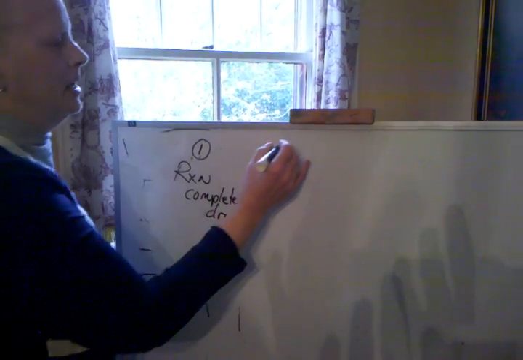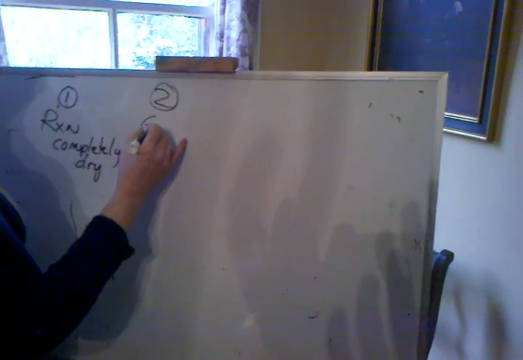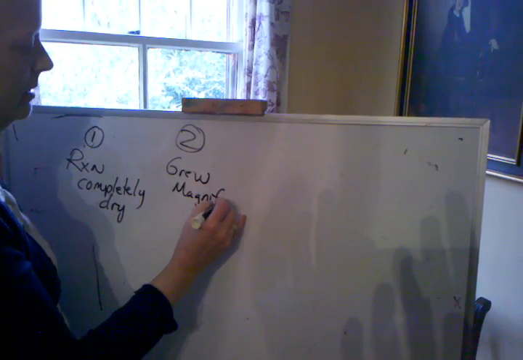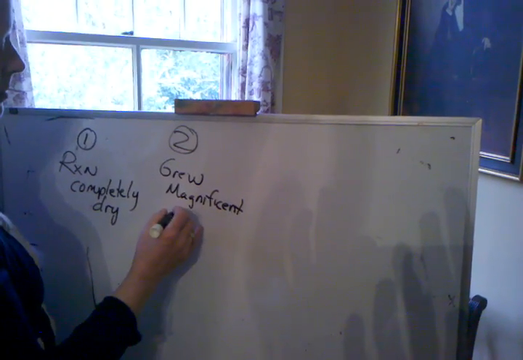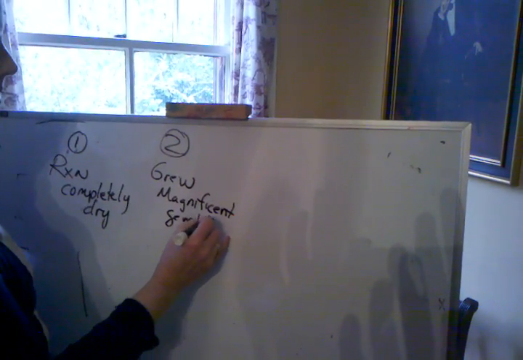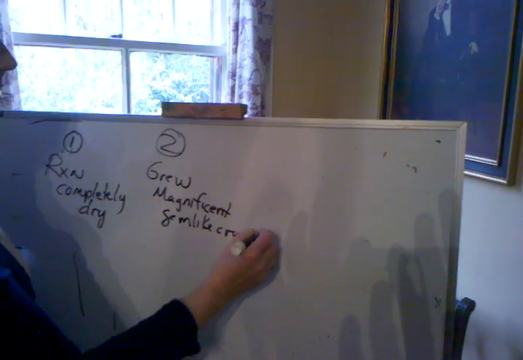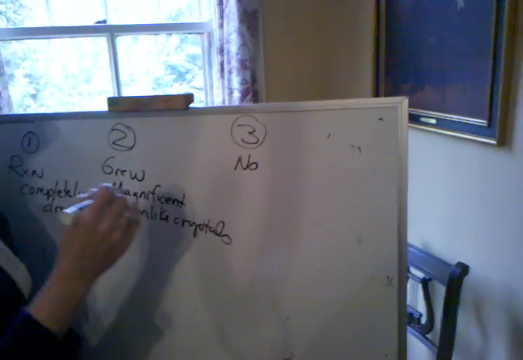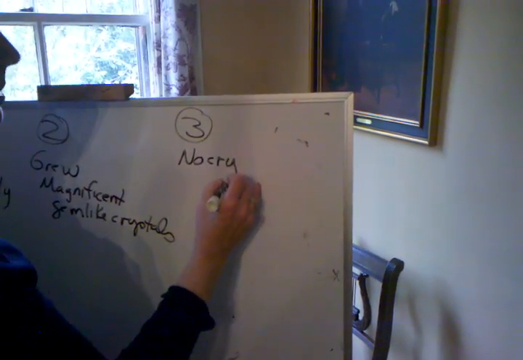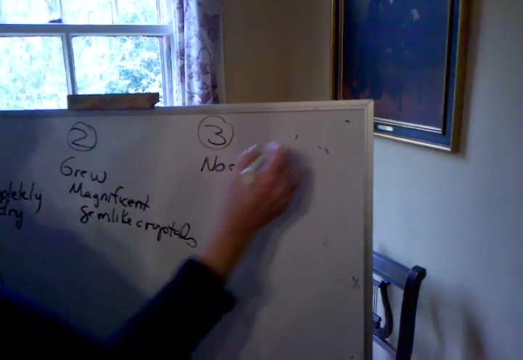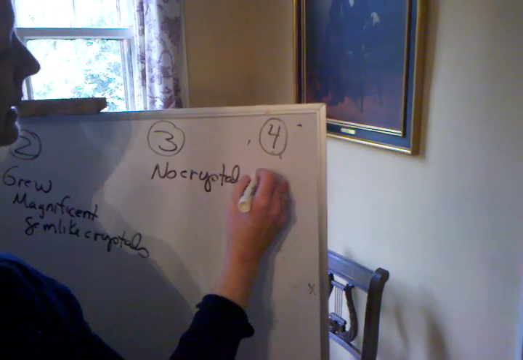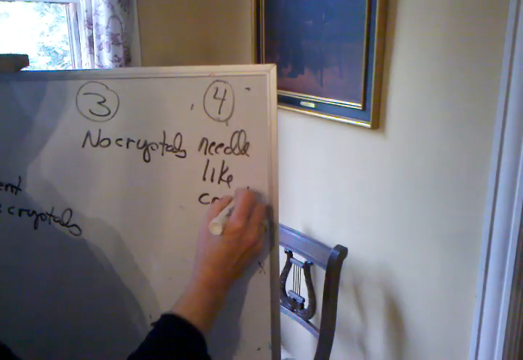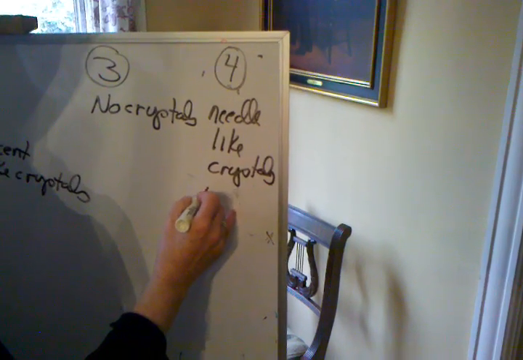Okay, that's one scenario. Another scenario is you grew some kind of magnificent gem-like crystals. Okay, it's going to be rare, but it could be that you'll have no crystals. These are the ones we're going to have to fuss around with a little bit. Okay. What else could happen? The best scenario is you have needle-like crystals and some mother liquor.